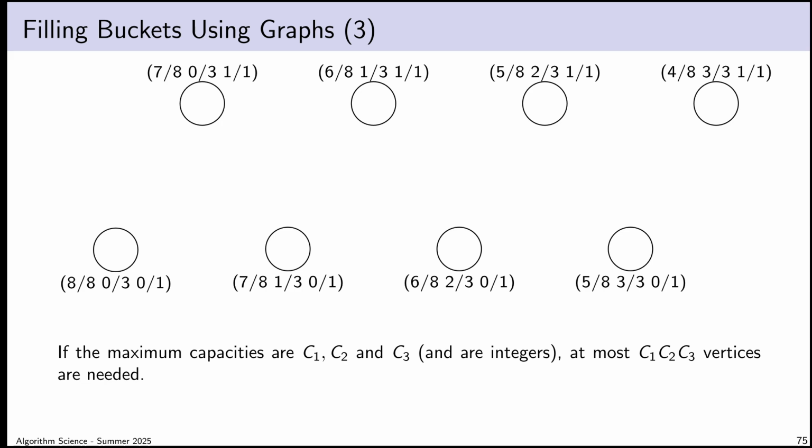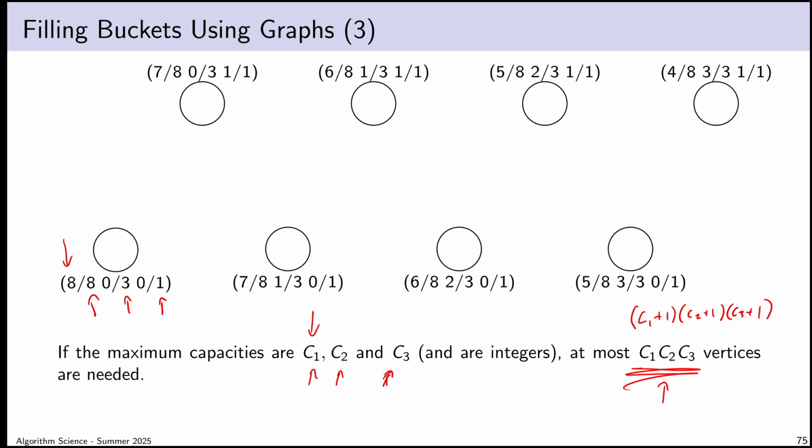If the capacities of my buckets, in this case 8, 3, and 1, are C1, C2, and C3, the number of vertices that I need is at most this number, (C1 plus 1) times (C2 plus 1) times (C3 plus 1). Sorry, each thing plus 1. And the reason it's plus 1 and not just C1 times C2 times C3 is that the bucket could be 100% full, but it could also be 100% empty. There could actually be 0 things in it. So the number of total possible levels of each bucket is the capacity plus 1, not just the capacity itself.